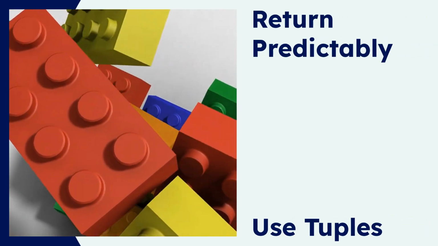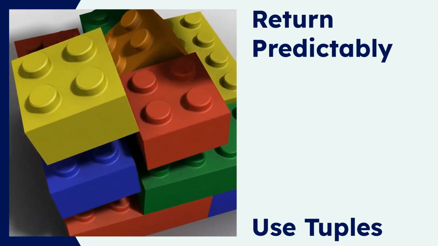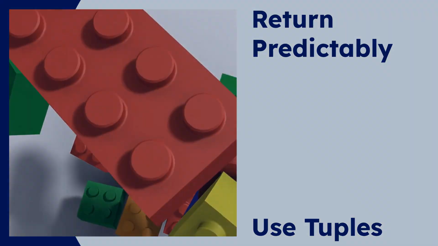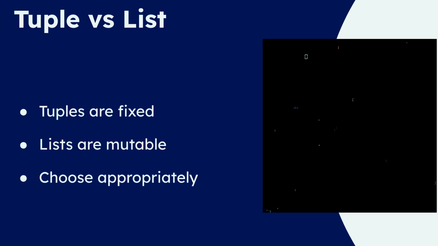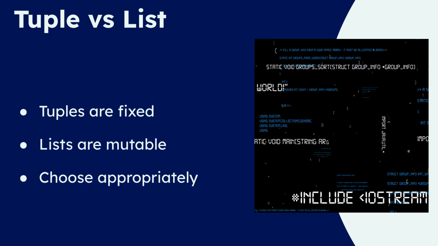Moving on to return values and when to use tuples. Keep your return shapes consistent. When returning multiple values, always use a tuple to ensure the structure is predictable. Tuples are immutable and fixed shape, making them great for consistent multi-value returns.